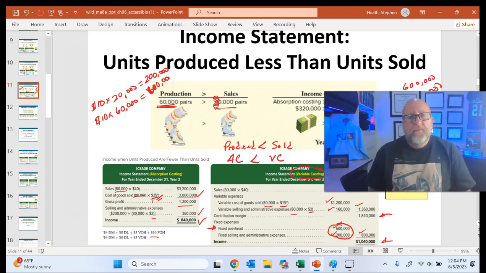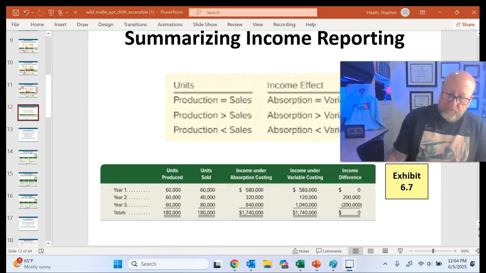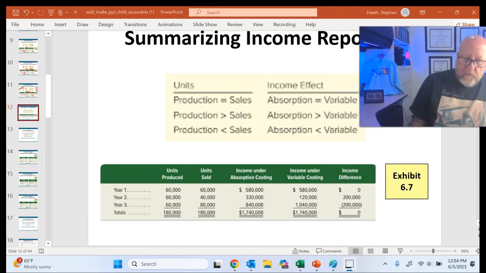Kind of confusing. This is a good summary. And I think that's what we were saying.